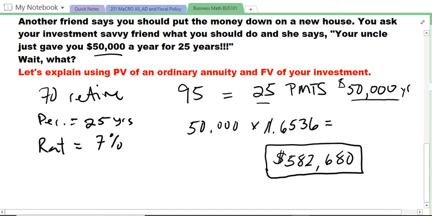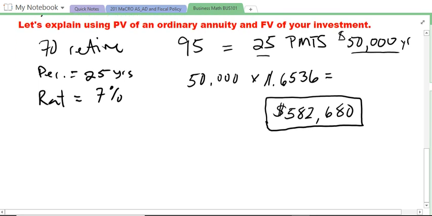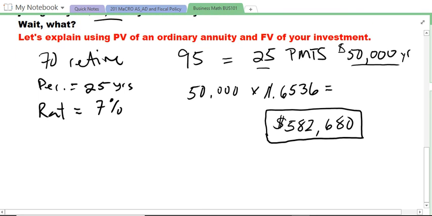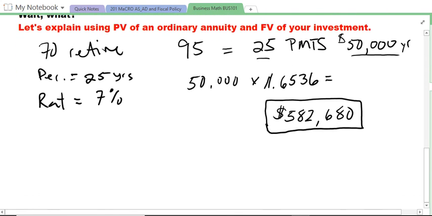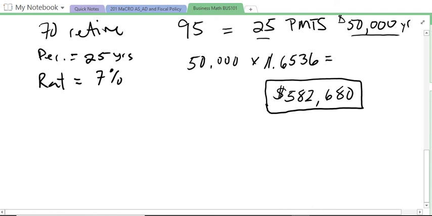Okay? Now, this still doesn't answer the question of your uncle just gave you $50,000 a year for 25 years. Whoa. Yeah, you would need $582,680 to do that. You don't have that. You have $40,000 that your uncle left you. Okay, well, now we want to find the present value of this $582,680.